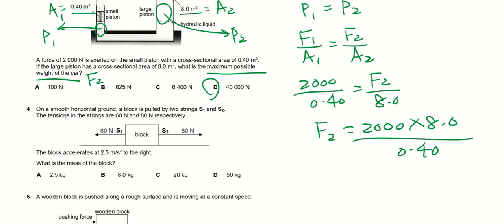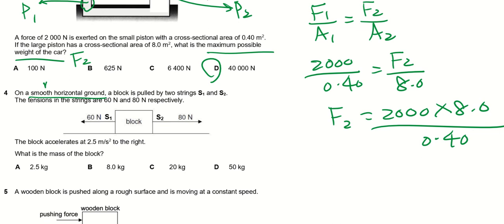Okay, question 4. If I look at pulling blocks, I will know it's dynamics, right? So on a smooth horizontal ground, please read the question. This means there's no friction, all right? If there's no friction, then they are being pulled by two forces, S1 and S2, so 60 Newton and 80 Newton. Straight away, I will know the F net is 20 Newton.